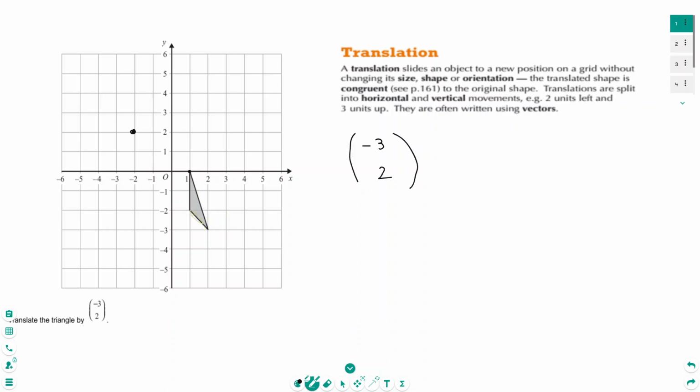And the point 1, -2 is going to move into -2, 0. The point 2, -3 is going to move into -1, -1. Once we located the three vertices, we connect them with a line. And the new triangle is the translated triangle and is a congruent triangle to the original shape.